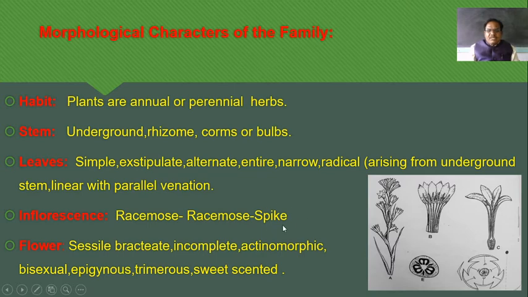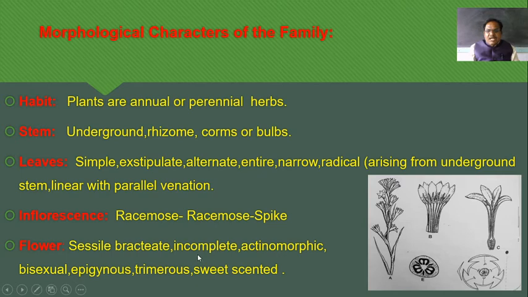The subtype of this racemose is the spike type of inflorescence. Spike means what? No doubt the older flowers are present at the base and younger flowers at the apex, but one more thing is that all flowers are sessile, and such an inflorescence is known as the spike type of inflorescence. Just like I told you, the flowers are sessile, they have an outgrowth at the base, so they are bracteate.